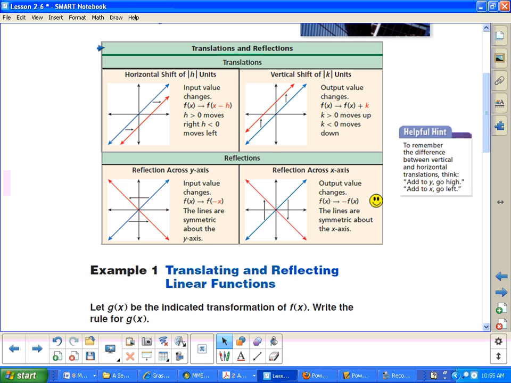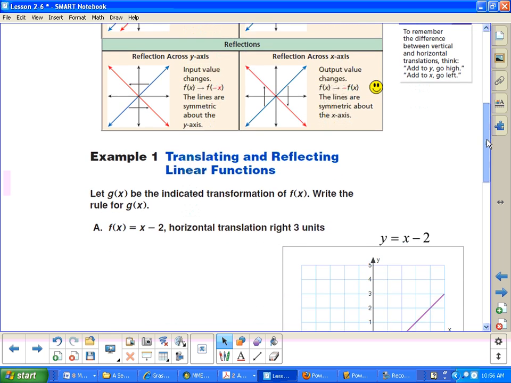If it's horizontal, you can notice that when we say a function, we say f of x. Anything that's horizontal is inside the parentheses with the x. So f of x minus h, or f of negative x. If it's vertical, it's outside the function. It's being done to the whole thing. Horizontal, just the x. Vertical, the whole thing.